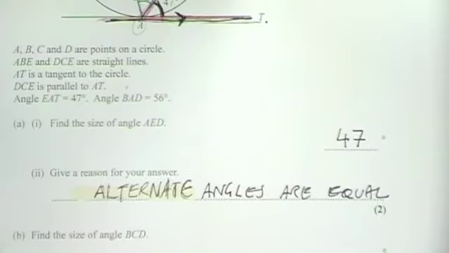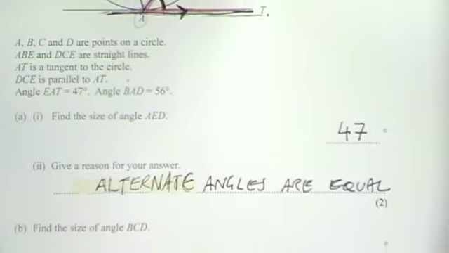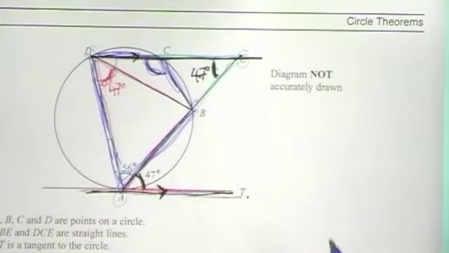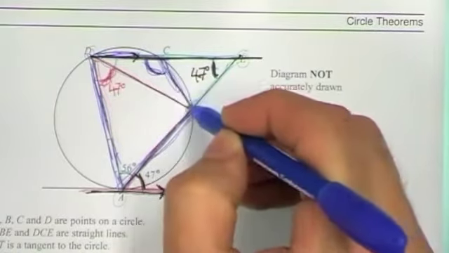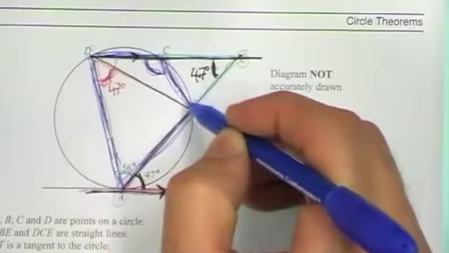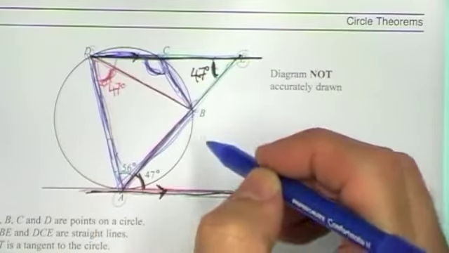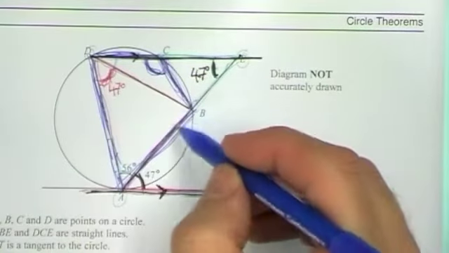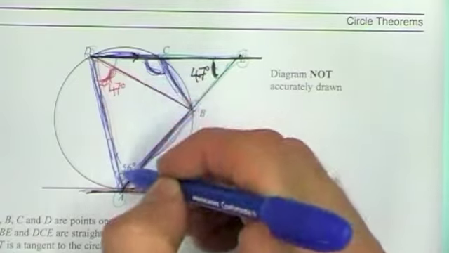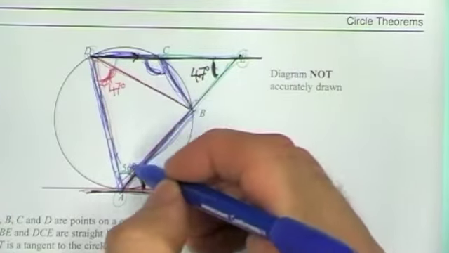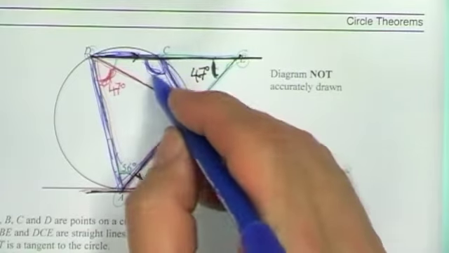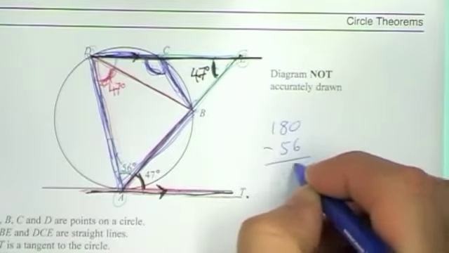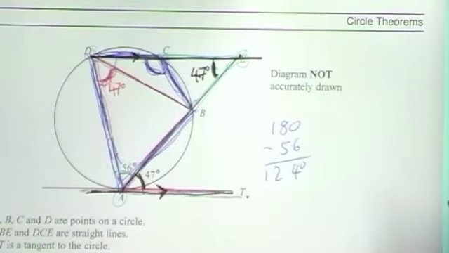The next part of the question asks me to find the size of angle BCD. With BCD we have this angle, and it's 3 points on the circumference, and we can actually join it to a fourth point here to get a cyclic quadrilateral. And as you know, in a cyclic quadrilateral, opposite angles add up to 180 degrees. So this is 56. So C, this angle up here, must be 180 take away 56, and that's 124 degrees.